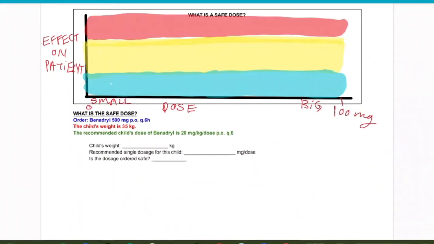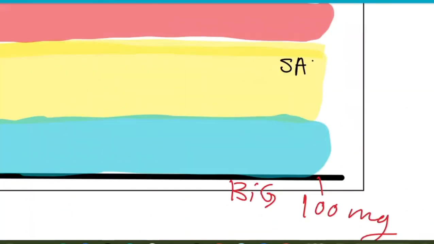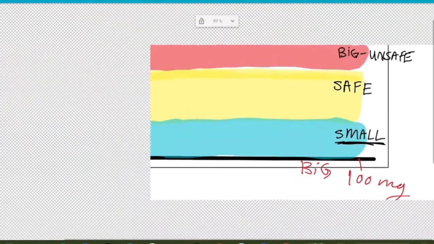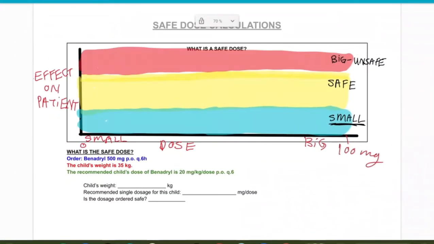So we will write, these are safe doses, and these are too small of doses. These are too big. Unsafe. And small doses can also be unsafe if you're trying to give somebody a drug that's going to save their life. Like if you're trying to give somebody insulin and you don't give enough insulin, that's dangerous.